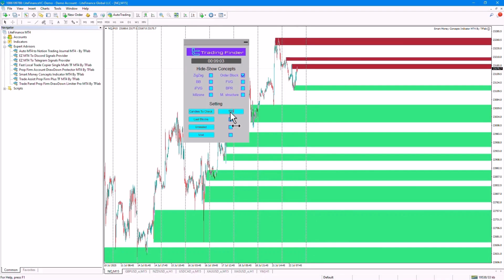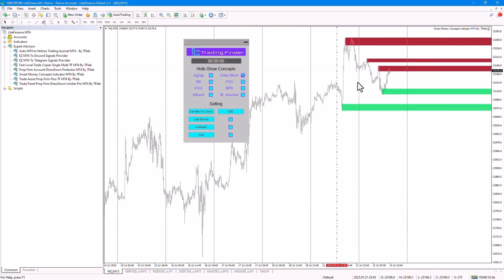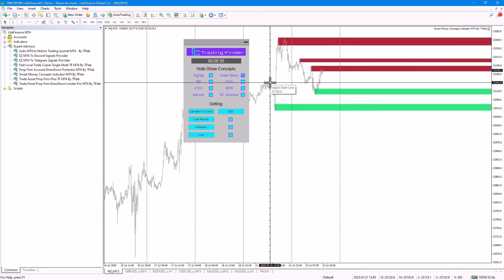Here, I enter the number 100, and it goes back 100 candles from the current candle. It displays the vertical line and starts analyzing the market trend from the 100th candle, which we can see among these 100 candles. 2 bullish order block zones and 3 bearish order block zones have been identified.